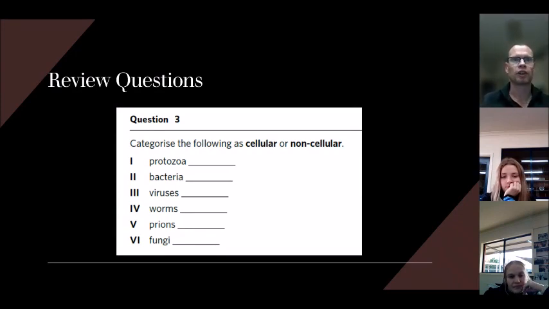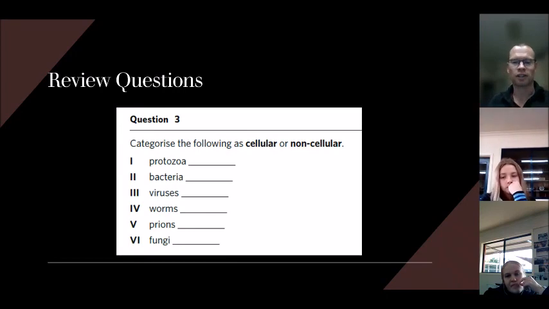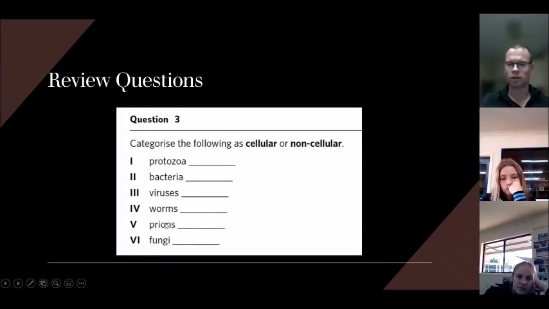Okay, so Flick, viruses? Non-cellular. Paige, worms? Cellular. Yep, cellular. There's only 2 non-cellular, so that's probably the easiest way to remember. So prions, Flick? Non-cellular. Yeah, non-cellular. And either one of you can answer the last one. Fungi? Cellular. Cellular, yeah. So the only 2 that are non-cellular are viruses and prions. Basically, if you remember that everything else is cellular, you're going to be fine.